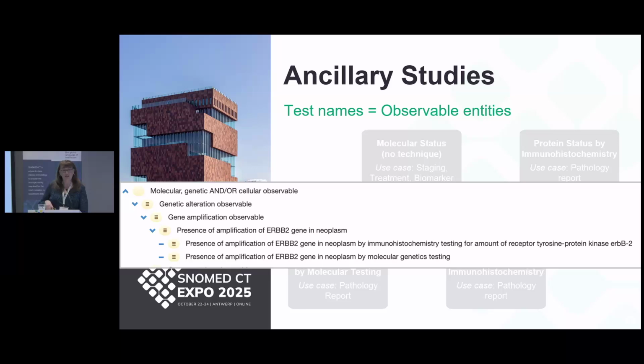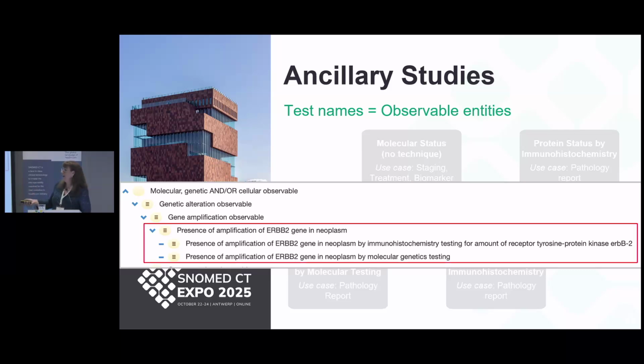So the modelling templates that I showed you are based on the stated definition. That's what the author creates. And then once these are classified, they get placed into a hierarchy like this, with the technique-free observable at the top, which, as I said, is used for staging and downstream treatment purposes. This is the presence of amplification of the ERB2 gene. And then we have the immunohistochemistry observable, which looks at the protein, and the molecular test underneath as two different types or two different ways of finding out the HER2 status or the ERBB2 amplification.